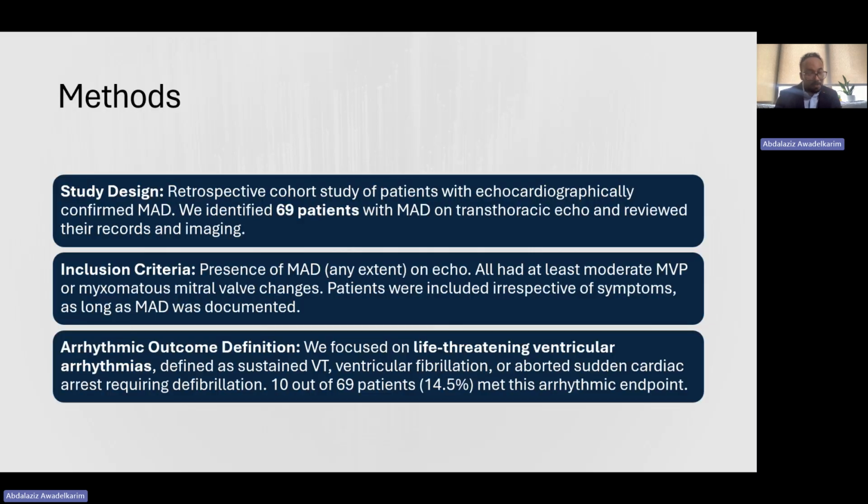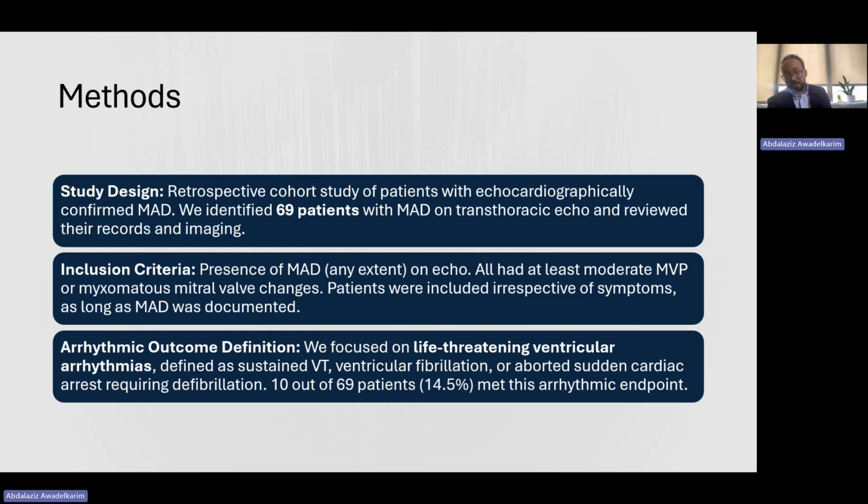So what did we do? We basically did a retrospective cohort. We went up to 5 years back to see people who have this mitral annular disjunction from the database at our echo lab and at Wayne Health Clinic echo lab. Overall, we were able to find 69 patients with non-duplicate echoes and complete clinical data that we included in the study.